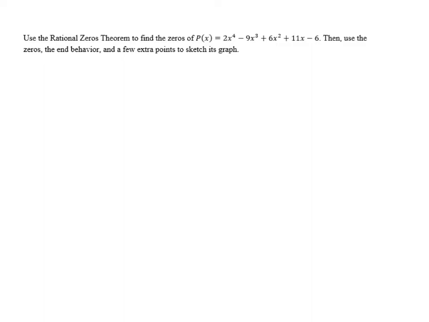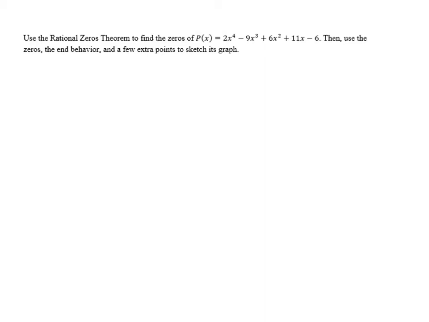Use the rational zeros theorem to find the zeros of p of x equals 2x to the fourth minus 9x cubed plus 6x squared plus 11x minus 6. Then use the zeros, the end behavior, and a few extra points to sketch its graph.